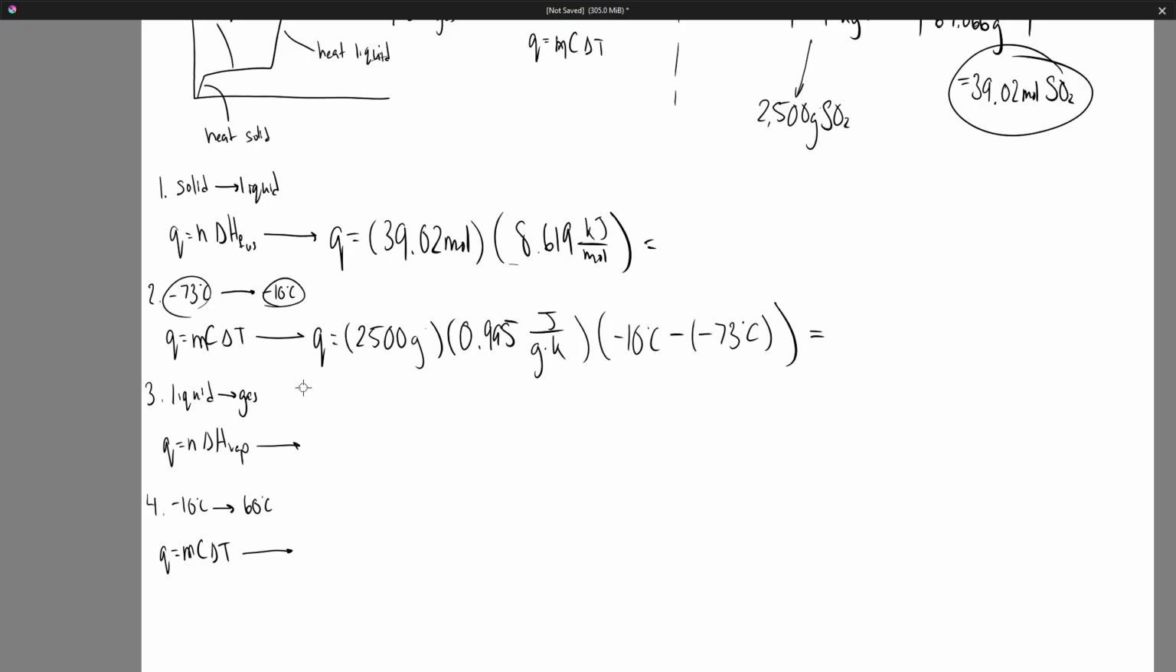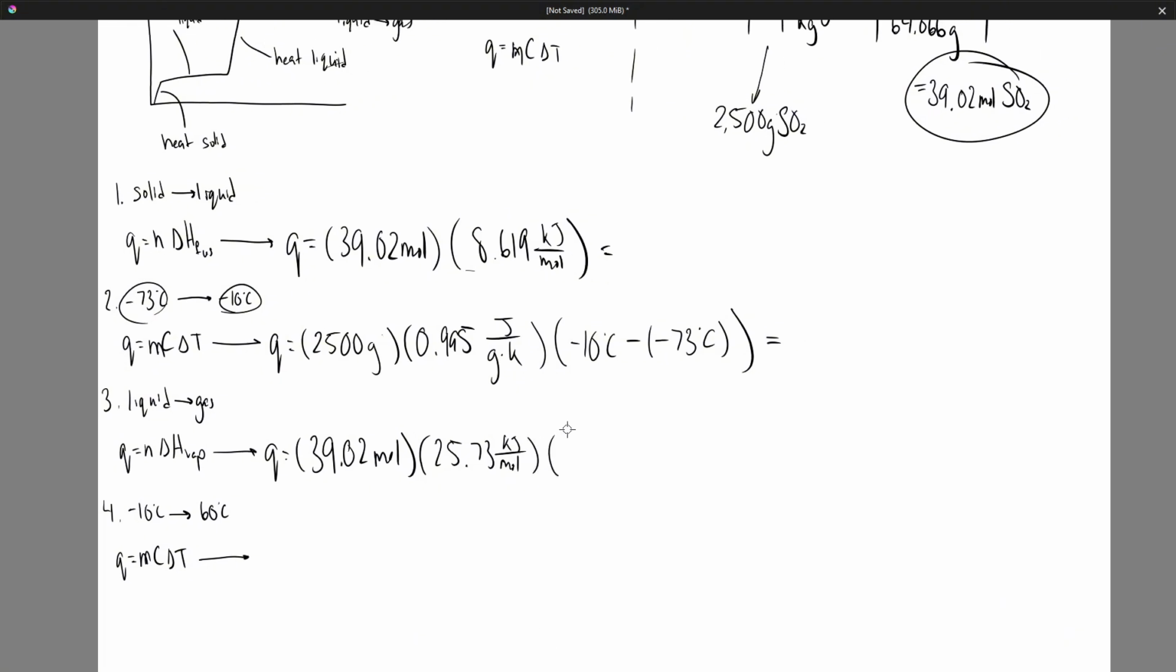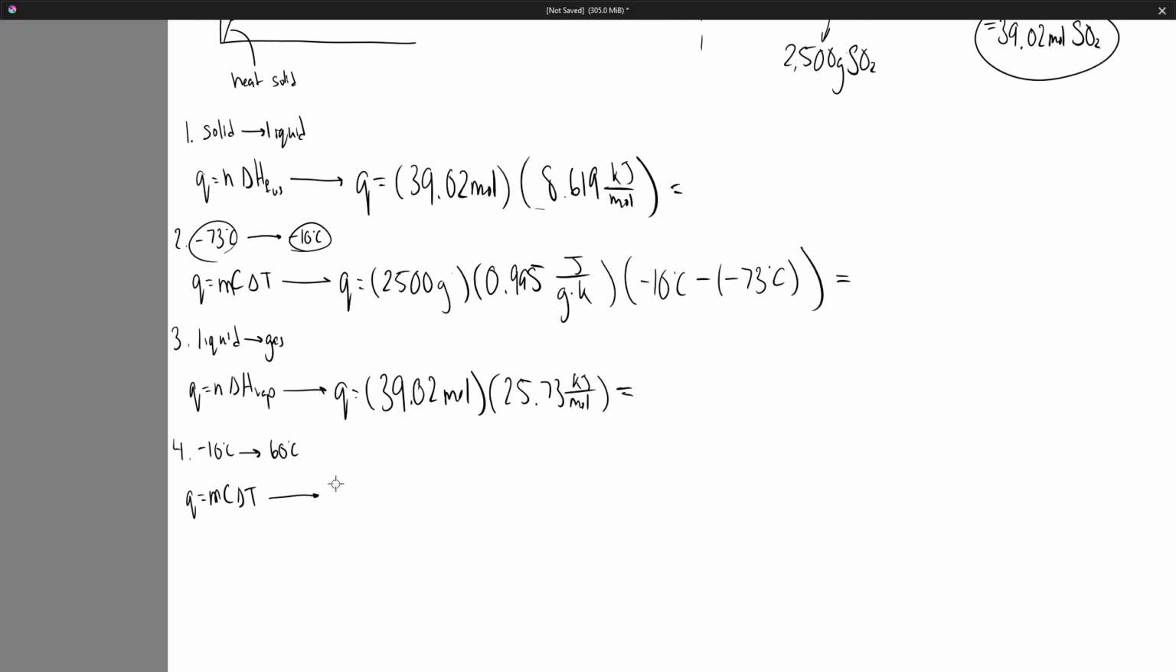So for this third one, we do use n. It's Q equals 39.02 moles times the heat of vaporization, which is 25.73 kilojoules per mole. That should be it for that one. Okay. Now the last step.